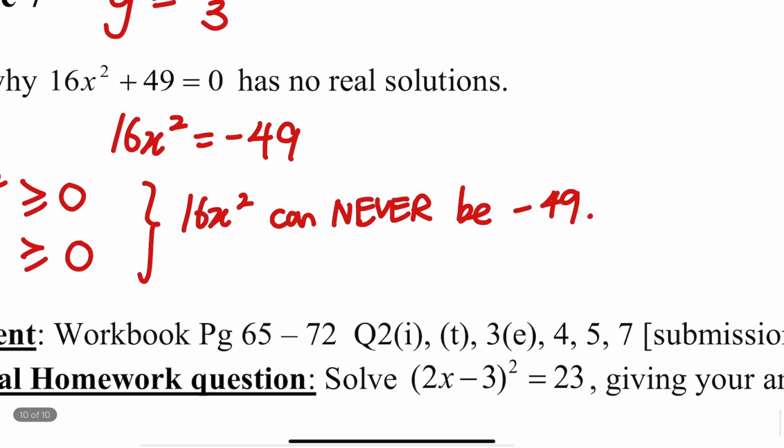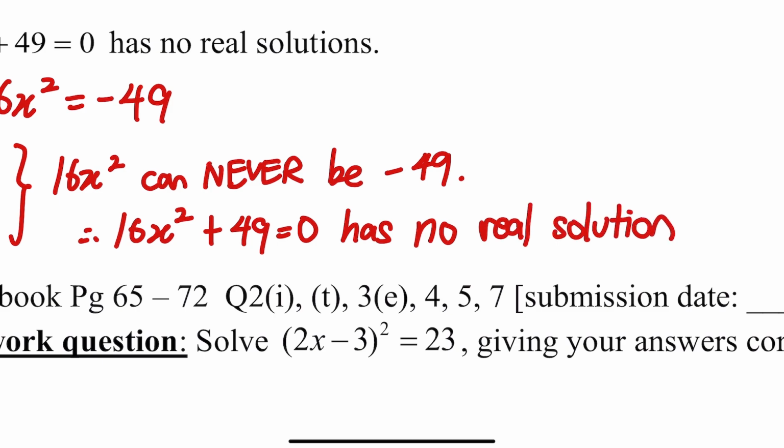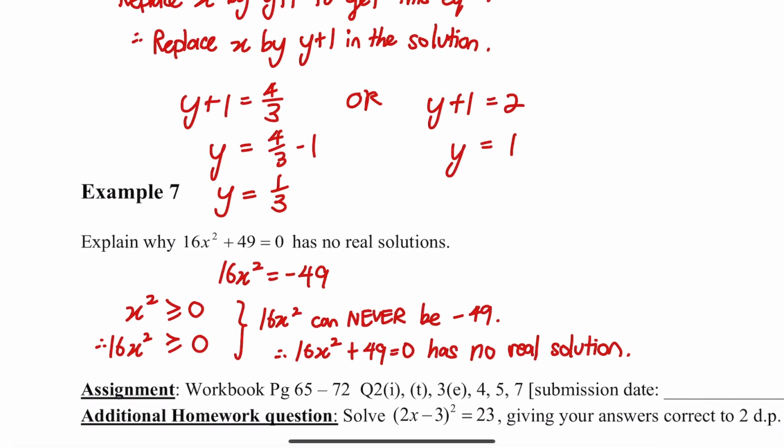So therefore, the original equation, 16x squared plus 49 equals 0, has no answer. We call it has no real solution. There is no x number we can find that can satisfy this equation. Okay, and that is it for this whole worksheet.